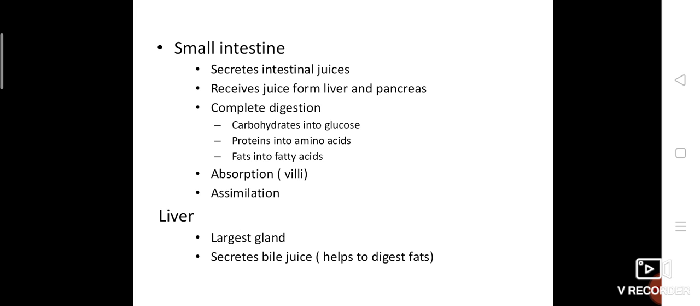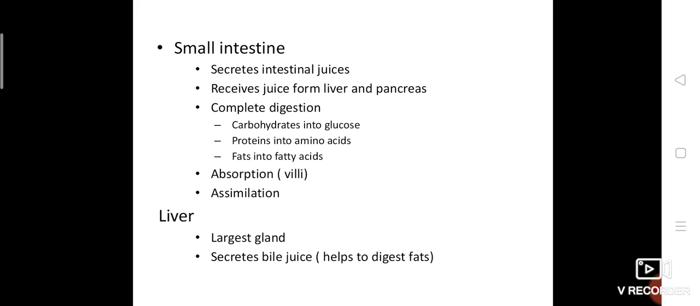Then it reaches the small intestine. The small intestine secretes intestinal juice. It also receives juices from the liver and pancreas. So the intestine is producing some juice, that is intestinal juice. Along with that, the liver and pancreas are also secreting some juices. Those juices enter into the small intestine. So the digestion is completed only in the small intestine.